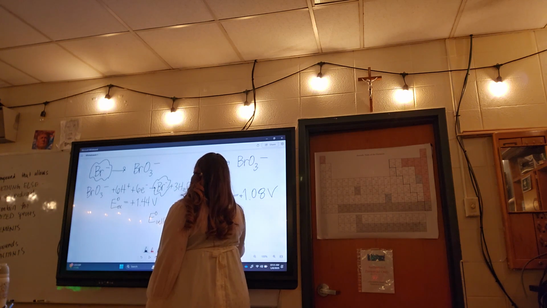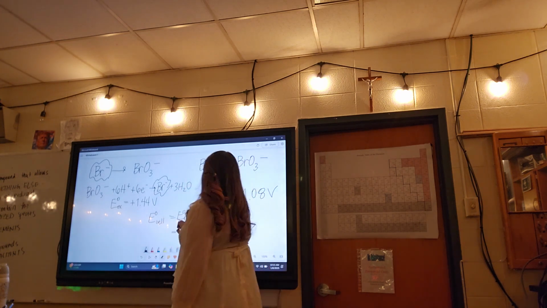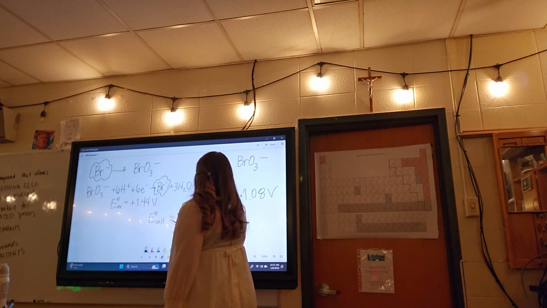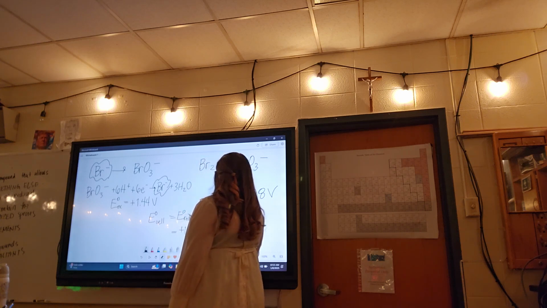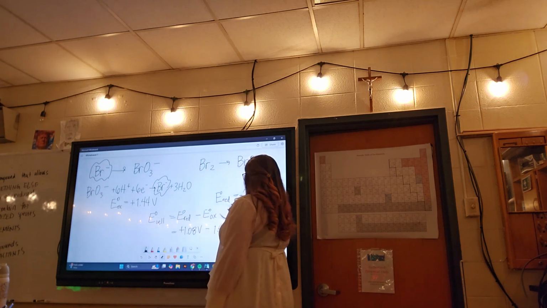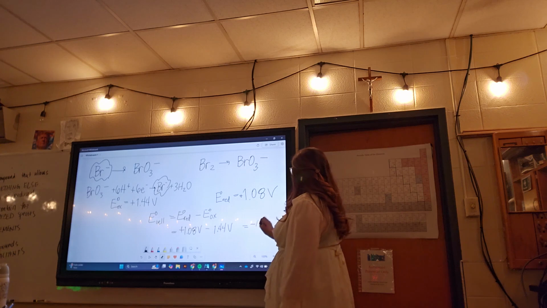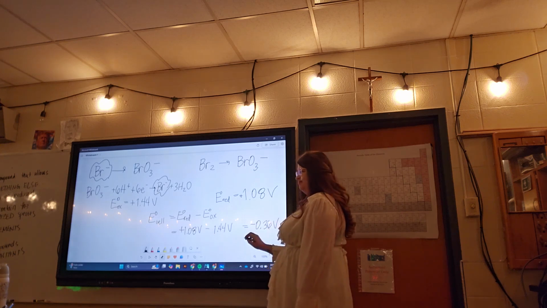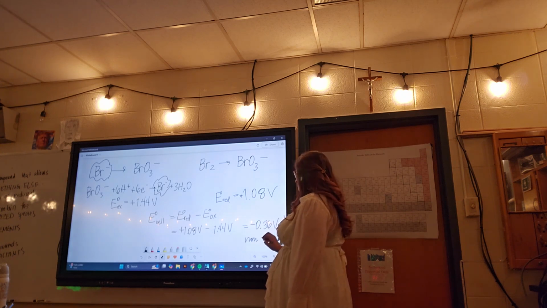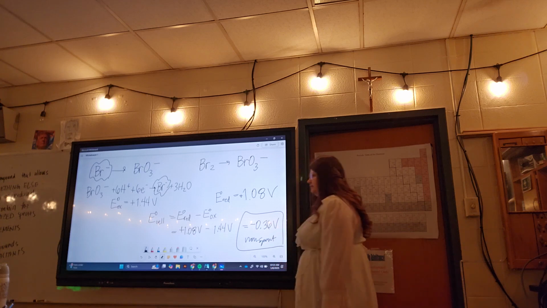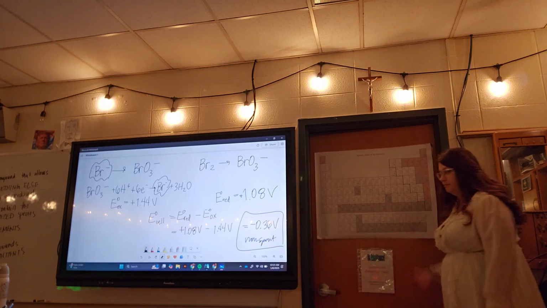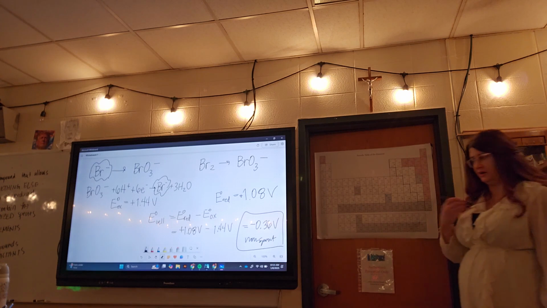Which one is that? This is H. We're gonna do 1.8. Okay, so if this was a real thing, what would you get for an answer? Negative 0.362. Yeah. And so was it spontaneous? No. My bad. I'm sorry.